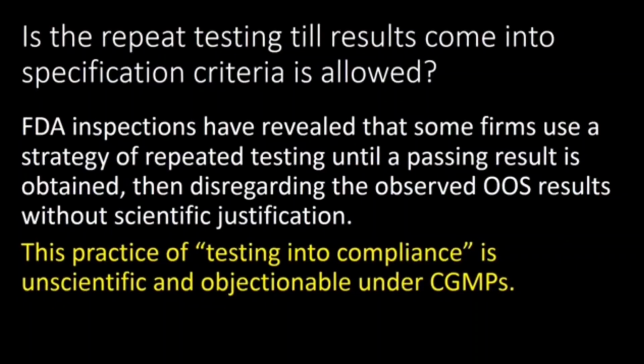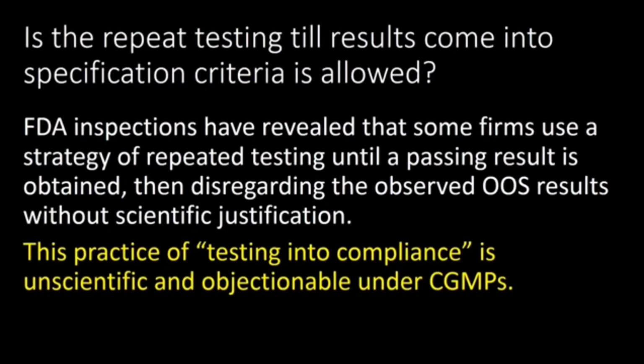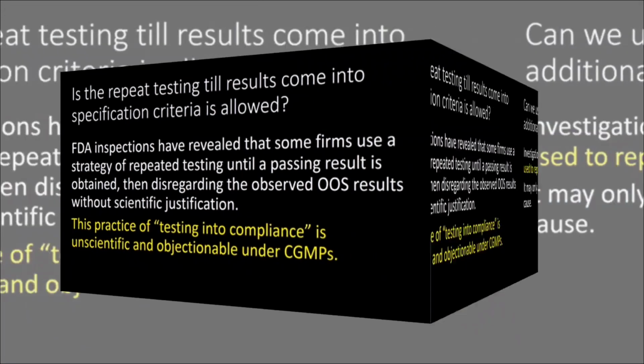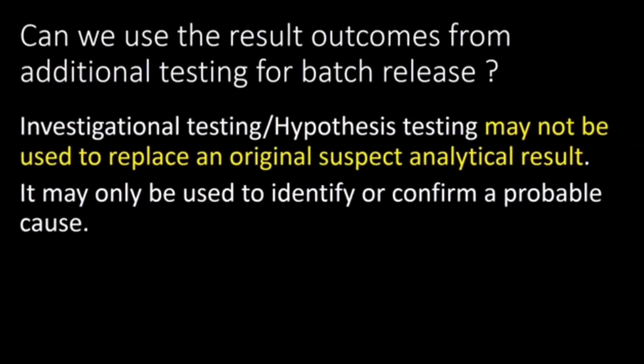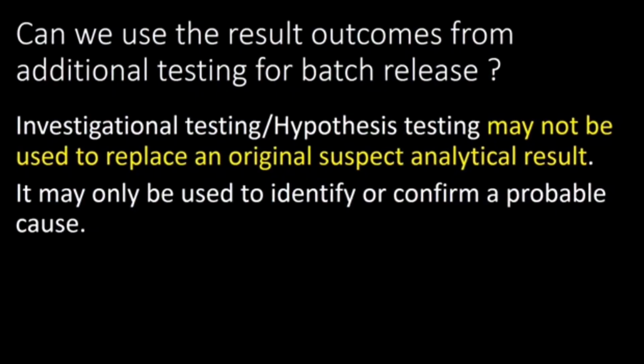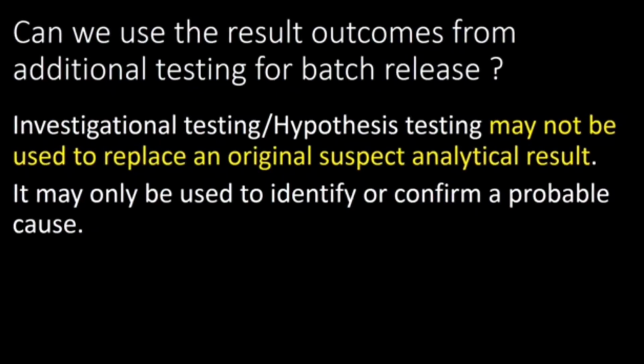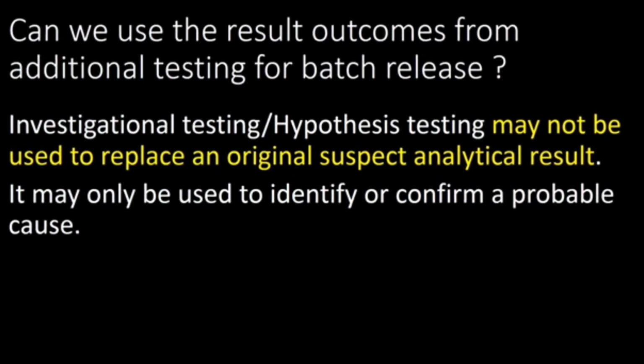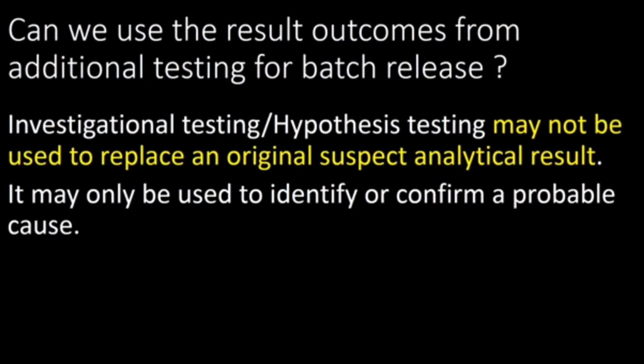Is repeat testing till results come into specification criteria allowed? FDA inspections have revealed that some firms use a strategy of repeating testing until a passing result is obtained, then disregarding the observed OS results without scientific justification. This practice of testing into compliance is unscientific and objectionable under CGMPs.